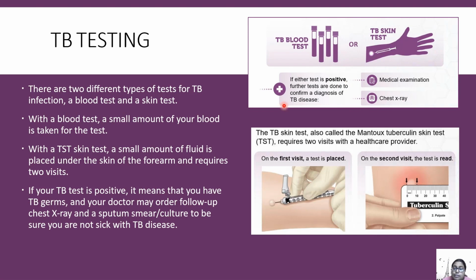Okay. So another TB skin test is called the Mantoux tuberculin skin test, which requires a visit to the healthcare provider. In the first visit, a test is placed, and in the second visit, the test is read. So there are two different types of tests for TB detection, a blood test and a skin test. With a blood test, a small amount of your blood is taken for the test. With a TST skin test, a small amount of fluid is placed under the skin of the forearm and requires 2 visits. If your TB test is positive, it means that you have TB germs, and your doctor may order a follow-up chest X-ray and a sputum smear culture to be sure you are not sick with the TB disease.